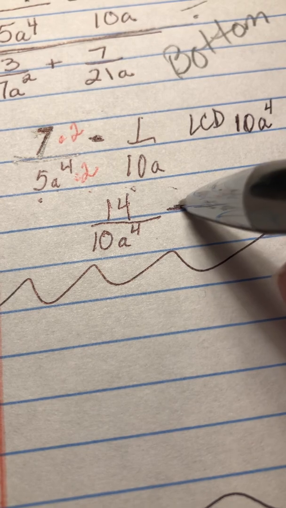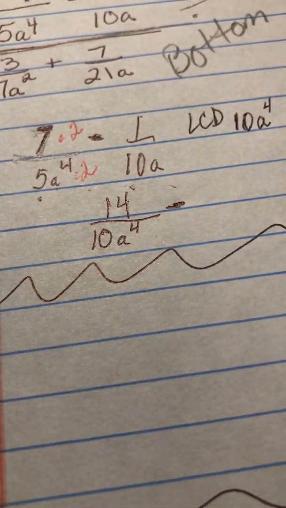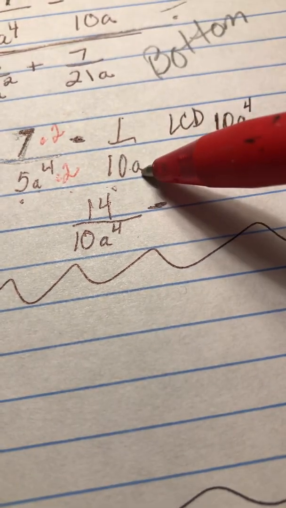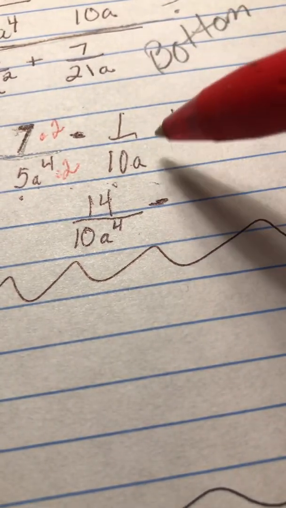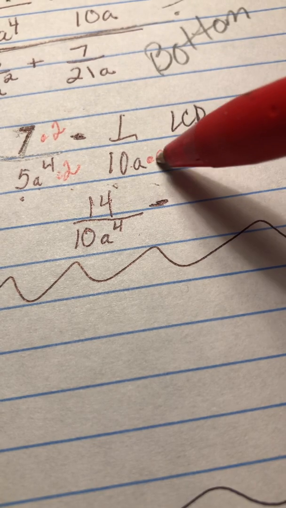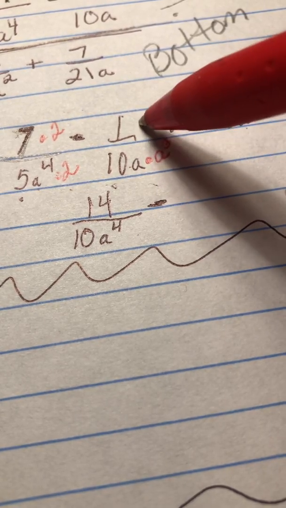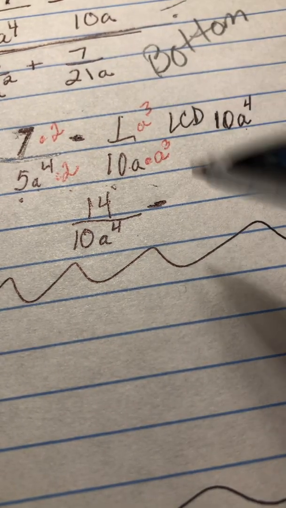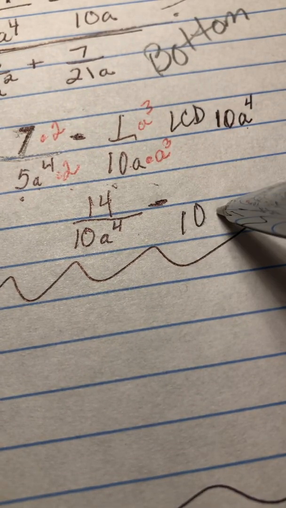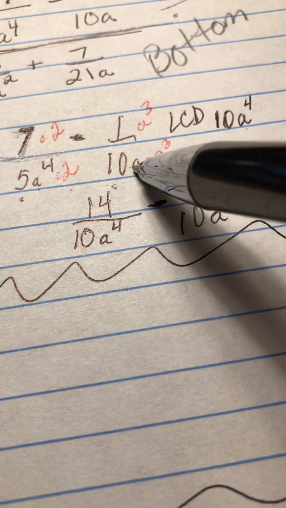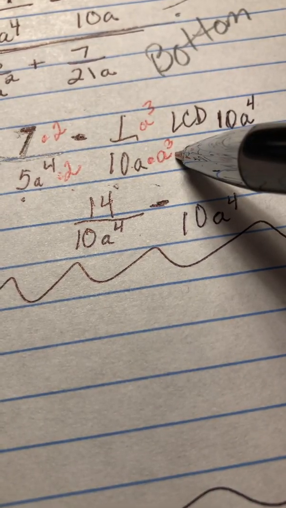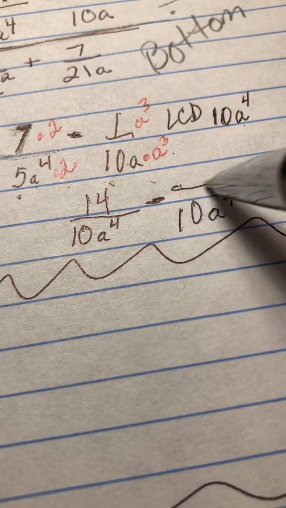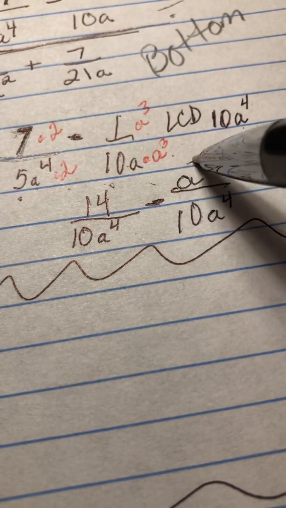Now we're going to subtract, and we're going to come over here and look at this part. This one has the 10 that we were looking for, but it doesn't have a to the 4th, so it needs 3 more a's. So we're going to multiply by a to the 3rd here and a to the 3rd here. And so that leaves us with 10a to the 4th, because there's 1 here and 3 here, total of 4. And then 1a to the 3rd. So we can just call that a to the 3rd.